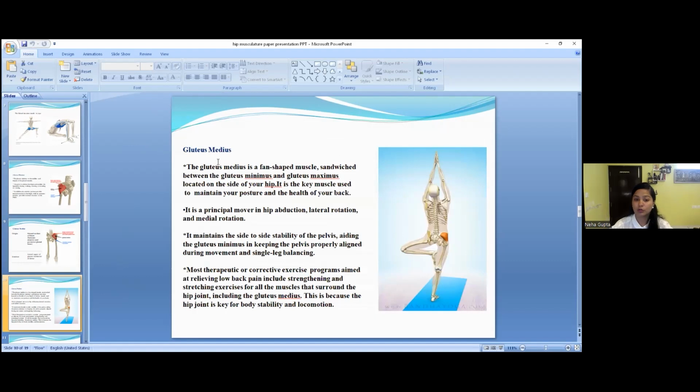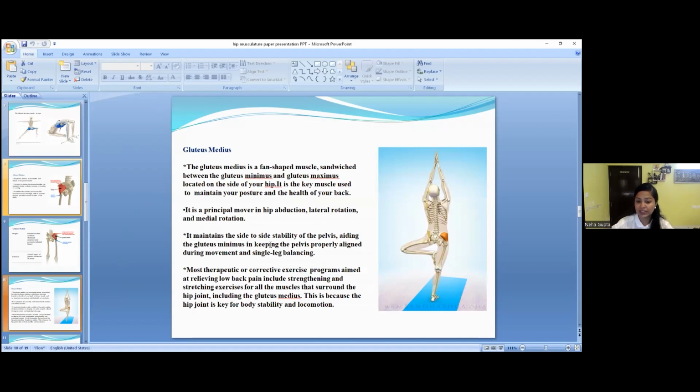When we talk about gluteus medius, it's a fan-shaped muscle sandwiched between the maximus and the minimus. It is located on the side of our hip, and it's a key muscle which maintains the health of our back because it is connected with the psoas also. It is the principal mover in hip abduction, lateral rotation, and medial rotation.